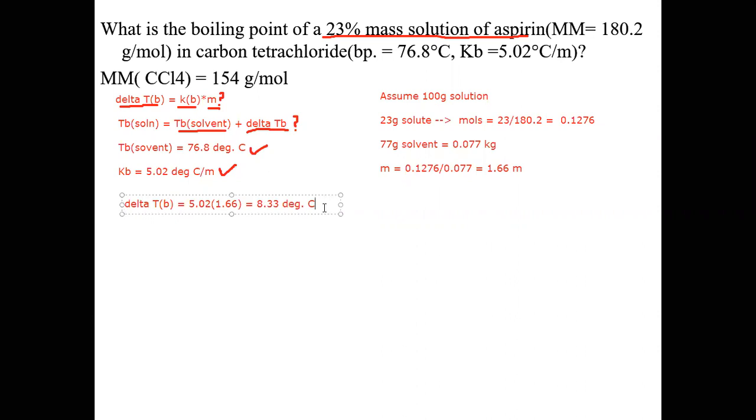Now to find the boiling point of the solution, we just add that to the boiling point of the pure solvent. And we get 85.1 degrees Celsius. So that's how much the boiling point elevated. It elevated up to 85.1 degrees Celsius.